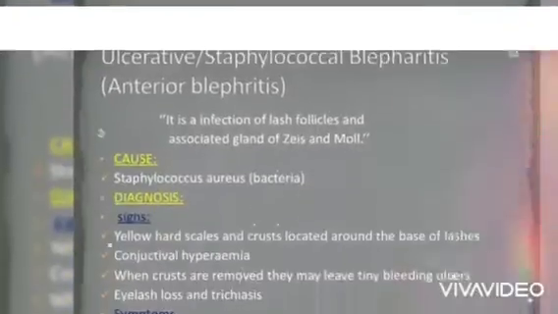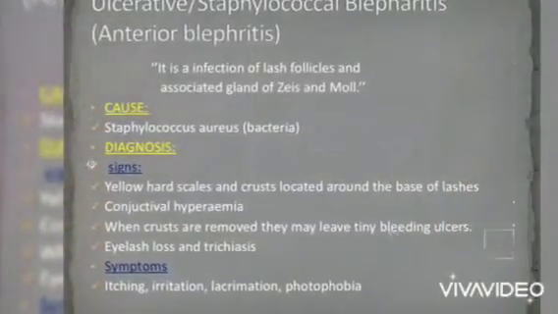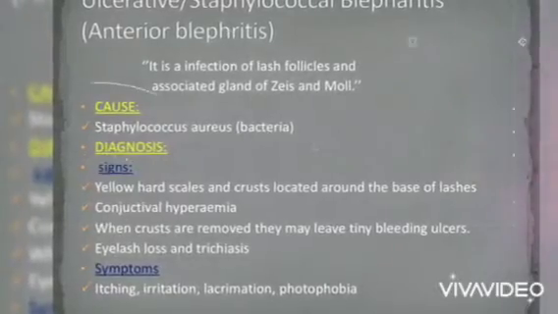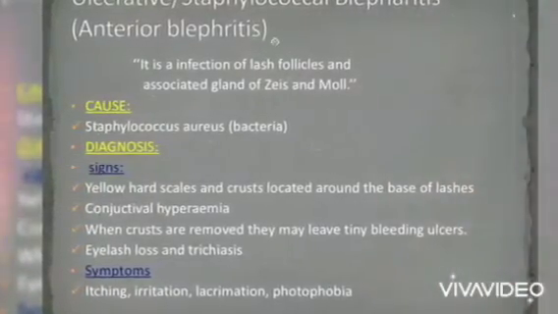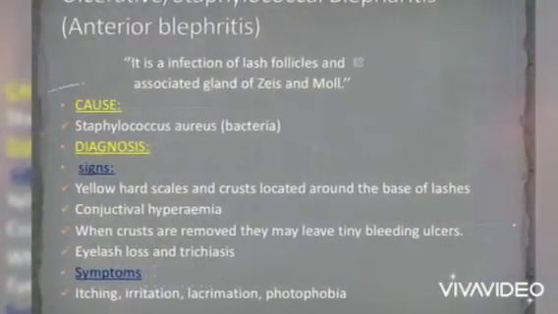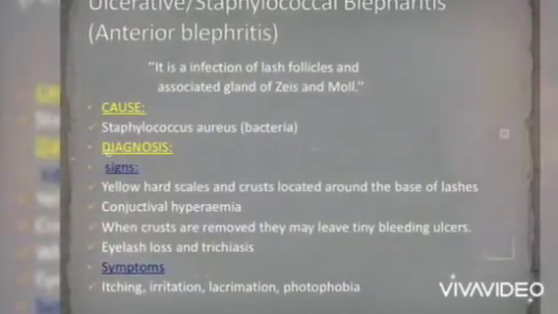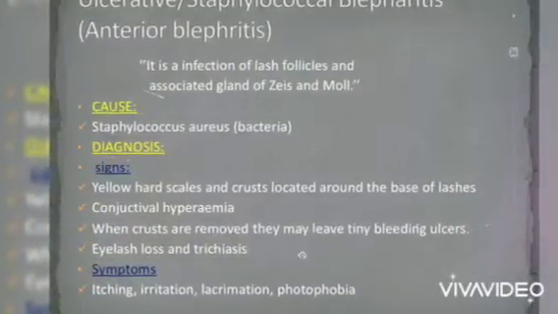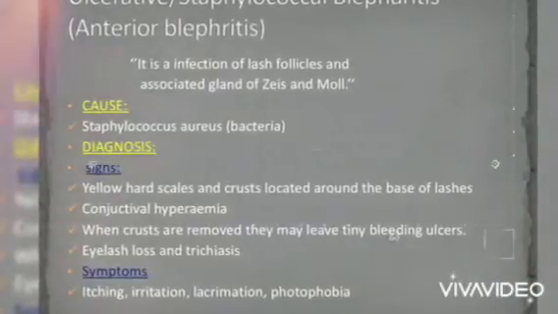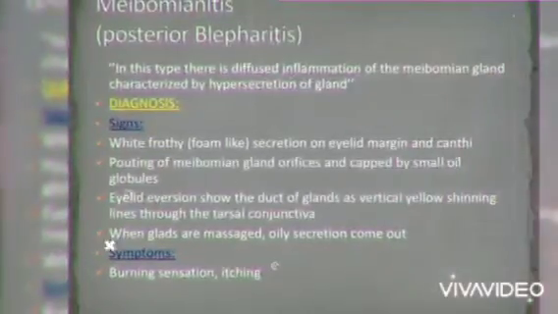Signs include yellow hard scales and crust located around the base of lashes, conjunctival hyperemia. When crusts are removed, they may leave tiny bleeding ulcers, eyelash loss, and trichiasis. Symptoms are itching, irritation, lacrimation, and photophobia.